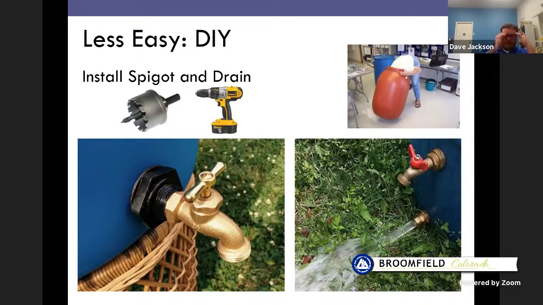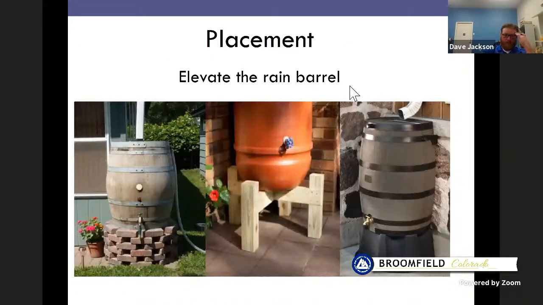So again, first step, you want to install these spigots and drains. So this is what the drill bit looks like that's going to drill the hole in the plastic. And just be careful when you're doing this. Try not to get stuck like this guy. So again, elevating the barrel, just some different options here. Again, wood's not great. Plastic, concrete, brick, paver, something like this would be best.